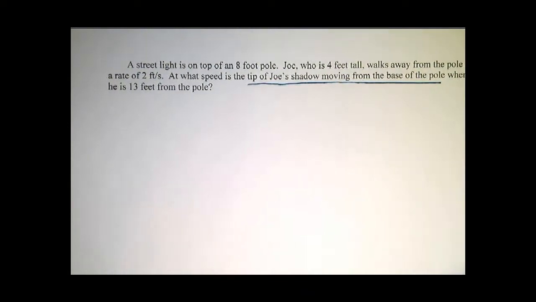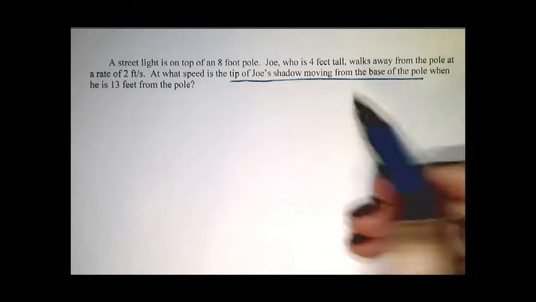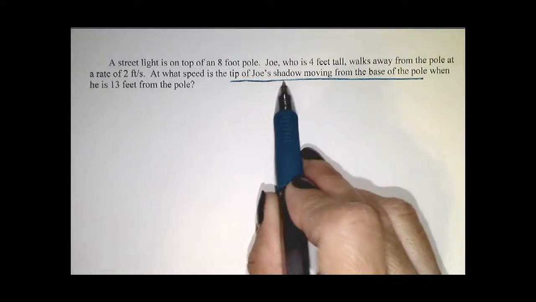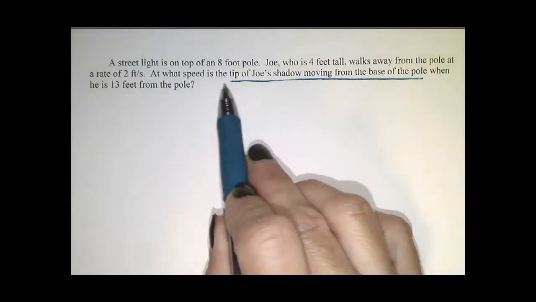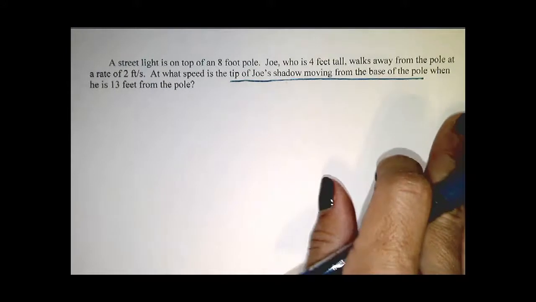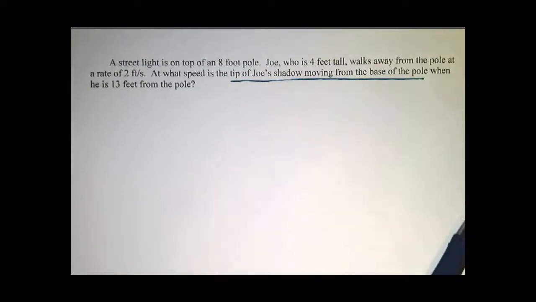If you've seen an example where the question is asked, what rate is the length of the shadow changing, that's different than this one. This is the rate of change of the tip of Joe's shadow from the base of the pole. All right, so just like before, let's draw a picture first.